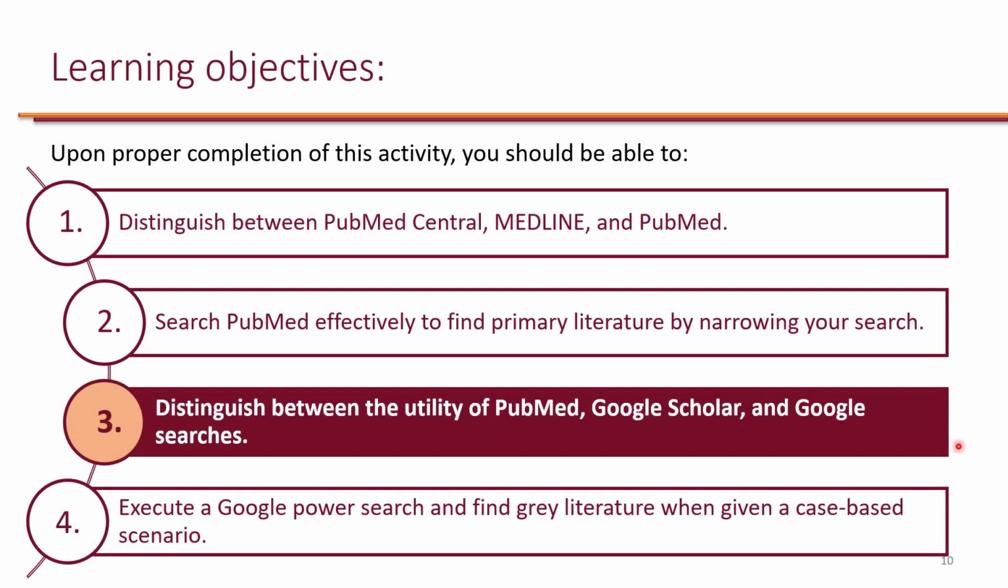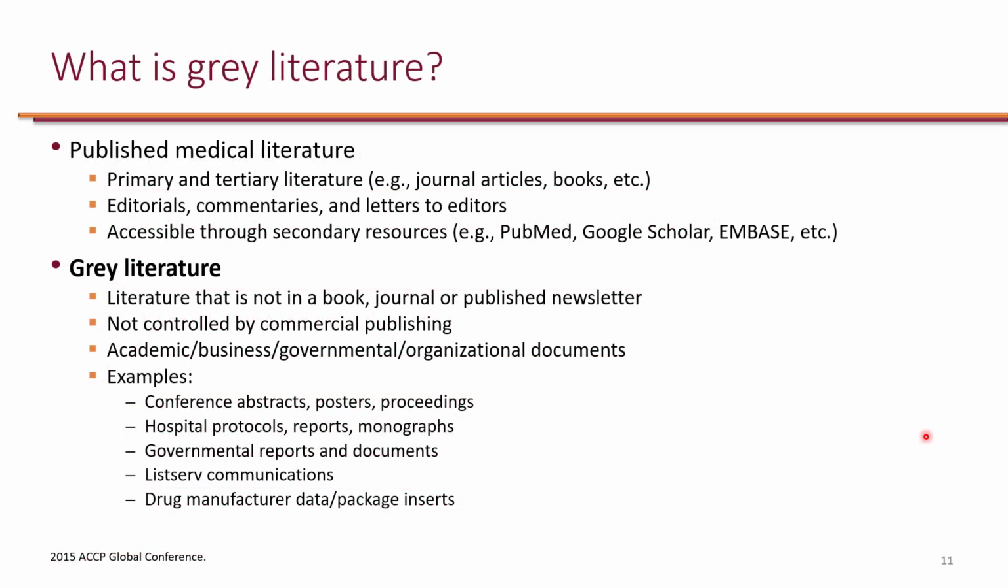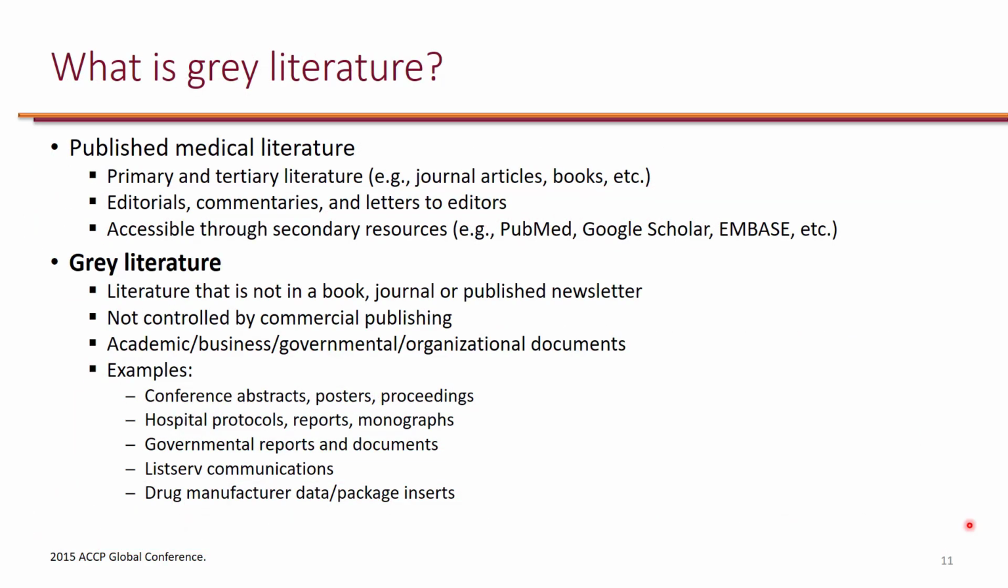We distinguish between PubMed Central, Medline, and PubMed, and we searched PubMed for primary literature. Now, let's distinguish between the utility of PubMed, Google Scholar, and Google Search. Now, what exactly is gray literature?